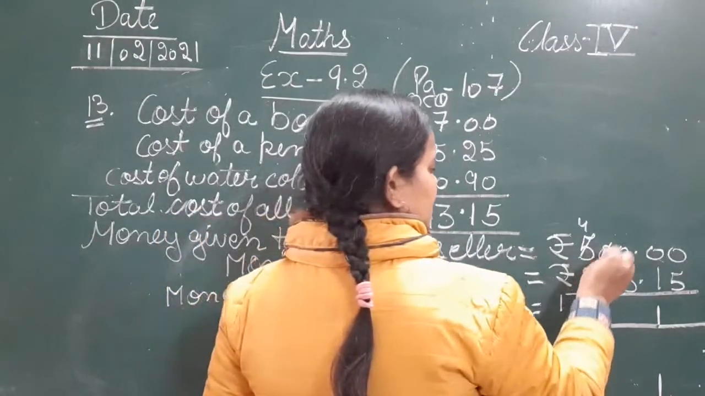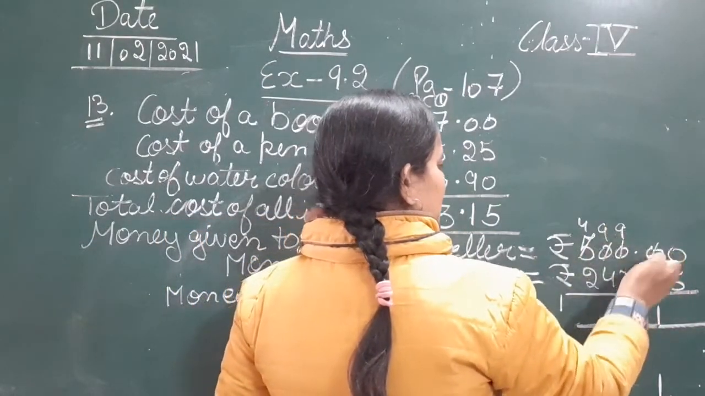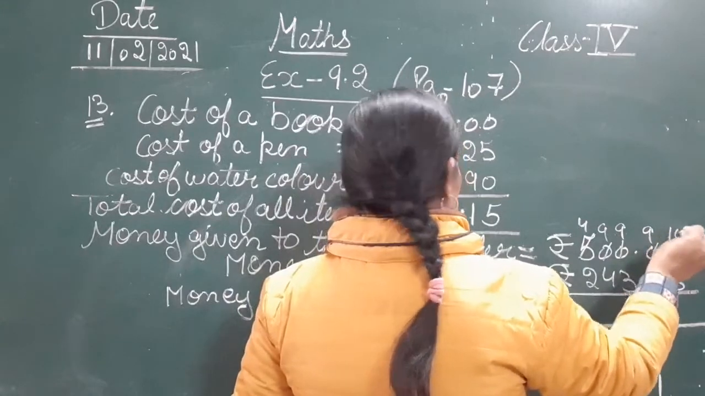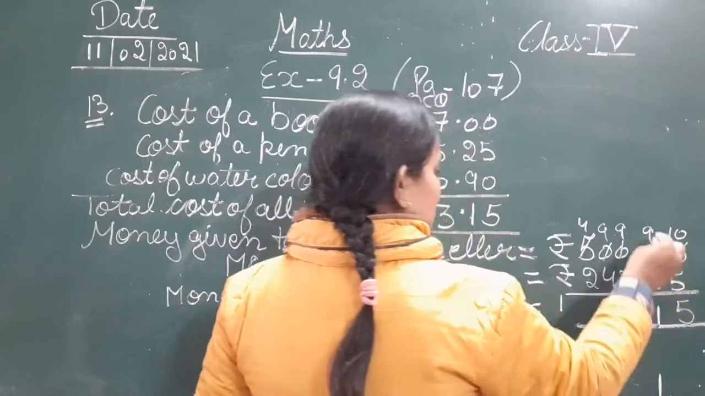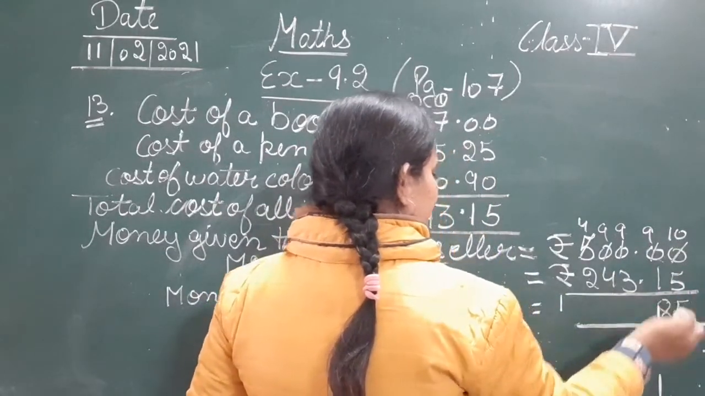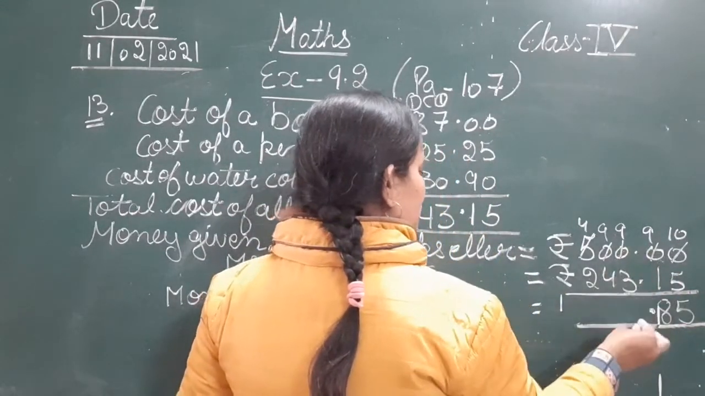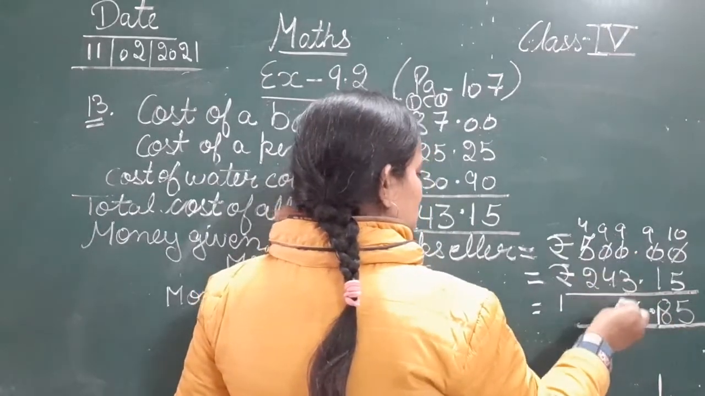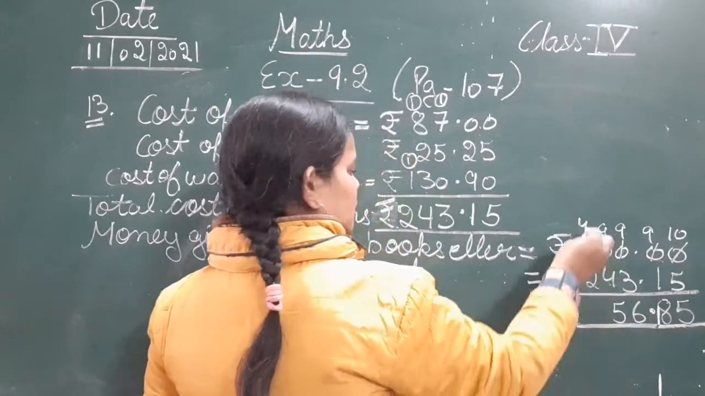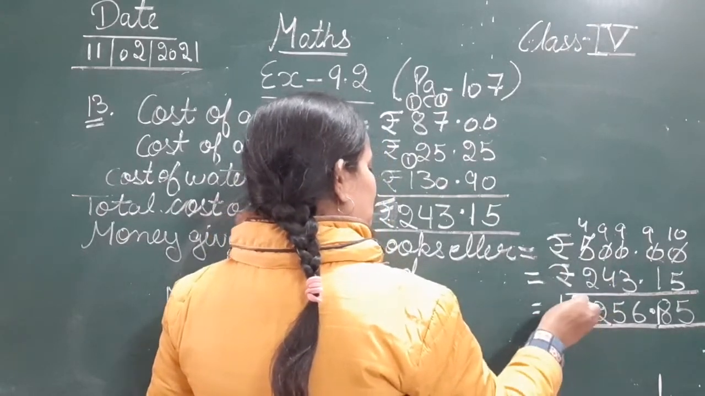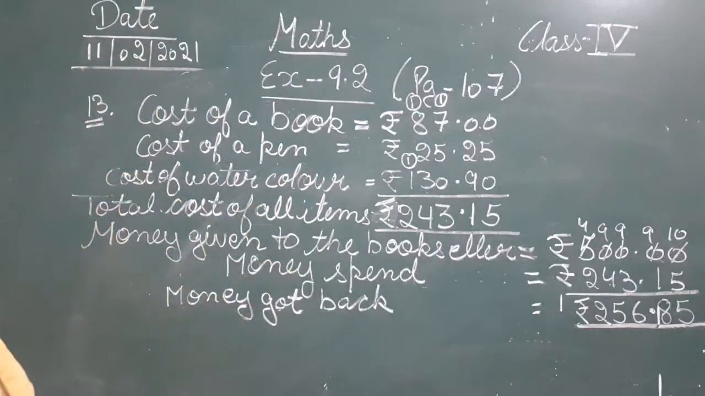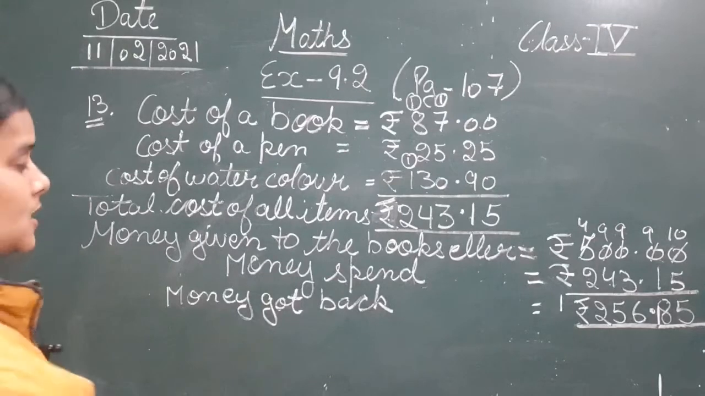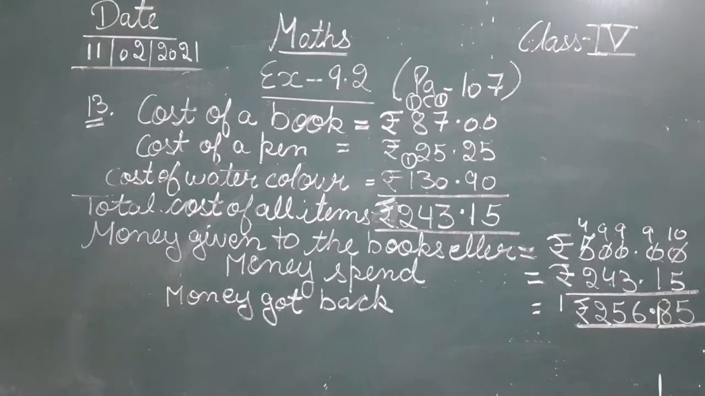So 4 will become 9. This will also be 9, and it will ultimately become 10. So let's subtract them. 10 minus 5, 5. 9 minus 1, 8. Next, 9 minus 3, 6. 9 minus 4, 5. 4 minus 2 is 2. That is rupees, so we will put a rupee mark here. So the money she got back is 256 rupees and 85 paise. That's what we will write in the statement here.